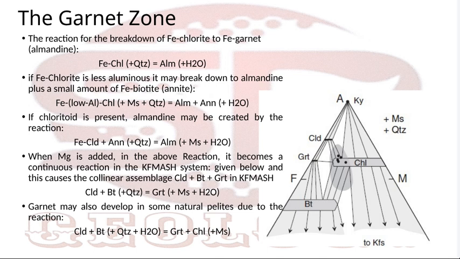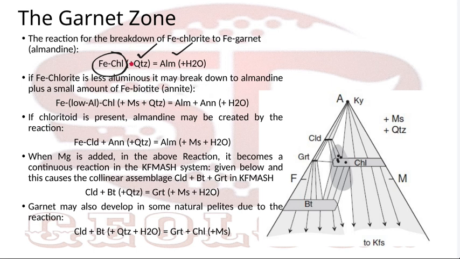So next, after generation of chloritoid, the garnet zone. What happens in the garnet zone? The chlorite reacts with quartz only and breaks down to form garnet, almandine. This is the reaction for breakdown of Fe chlorite to Fe garnet.